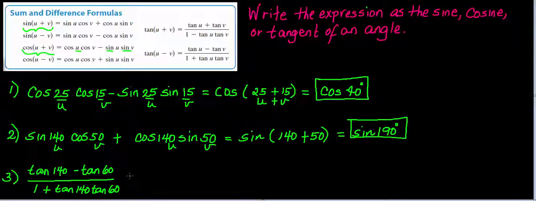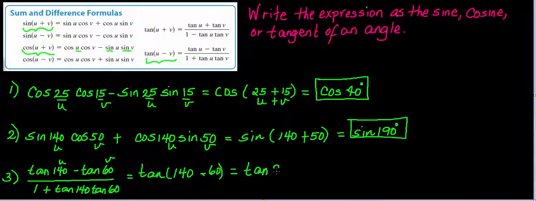For the tangent, we do the same thing. It's one of these two. I see that I have a minus in the numerator, so it must be this one. The tangent of u minus v. Again, u is 140, v is 60. So the tangent of 140 minus 60. That equals the tangent of 80 degrees. And this is your final answer.